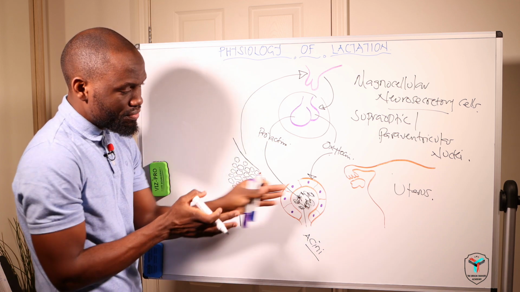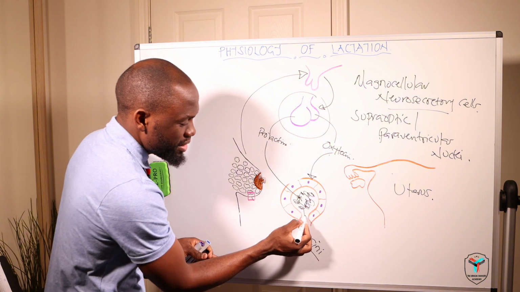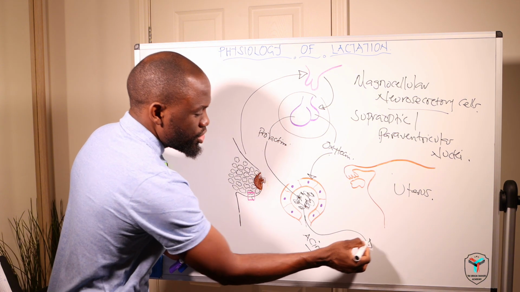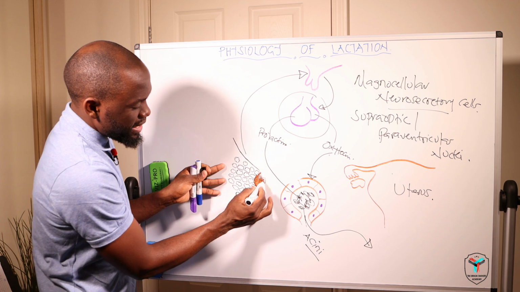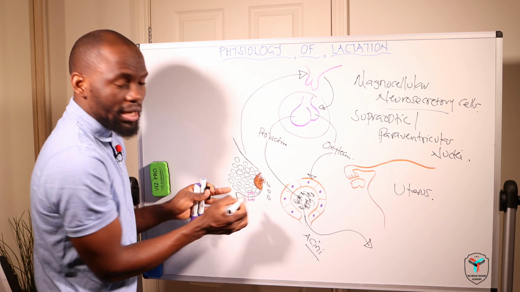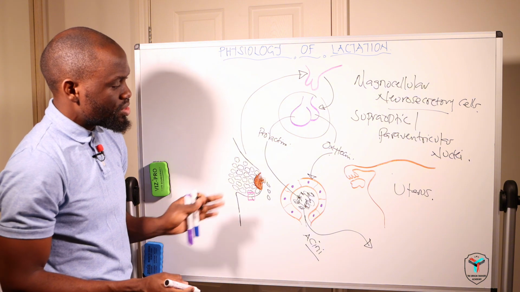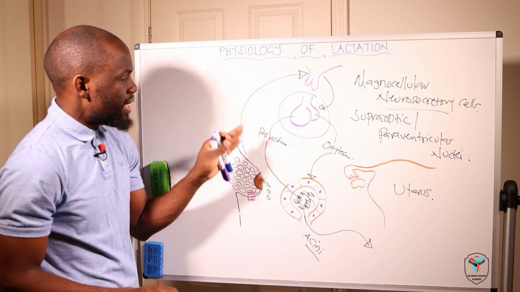The contraction of these myoepithelial cells now is what is going to cause the movement of that milk towards the nipple. So meaning that the milk is going to move from here and come to the nipple, and then you have milk coming out from the breast. So that is how milk is obviously going to be produced from the breast.